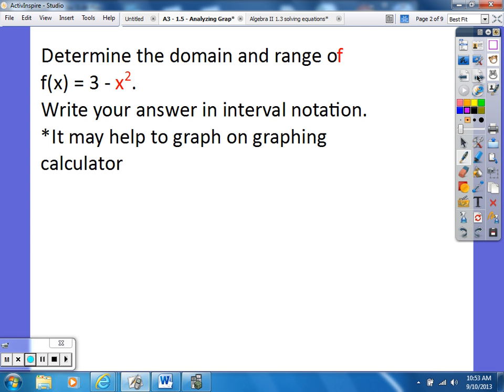And we're actually going to be using that to help us. So here's our first question. We're going to determine the domain and range of f of x equals 3 minus x squared. And we're going to write our answer in interval notation. So the first thing you probably want to do is to write down part of that question into your notebook. And then the second part is we're going to type that into our y equals screen on our calculator.